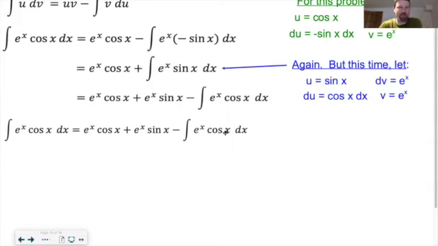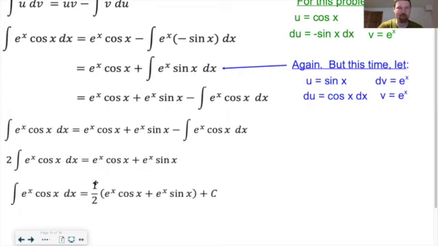Well, this is an equation that we know is true. That and that are the same. I can move this over to that side, right? Add the integral of e to the x cosine of x to both sides. We end up with 2 of these integrals. It's just equal to that stuff. Well, if 2 of these integrals equals all of this, e to the x cosine of x plus e to the x sine of x, that means one of the integrals is going to equal half that stuff, which means I found my answer. I find it really cool.